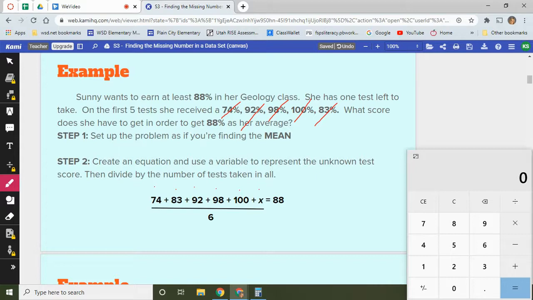Okay, and so to find the mean, add them all up and then divide by how many numbers there are. Well, there are 1, 2, 3, 4, 5, 6. So that's why it says divide by 6. Now, we want to turn this into an equation so we can solve for that X. So we know when we add them all together and divide by 6, it's going to give us the mean. And they told us what she wants for her mean, for her average. She wants this 88. So that's why we write equals 88.